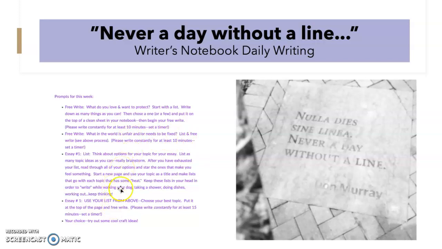The next couple are going to have to be sequential. So you have to do this one before you can do this one. So first you're going to make a list of options for your topic for your essay. You're clearly going to pick something you care about, something that makes you feel something, right?